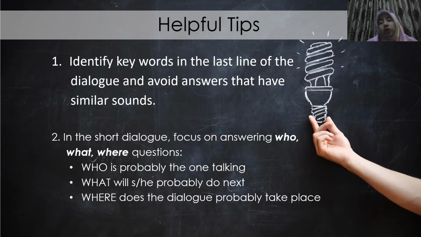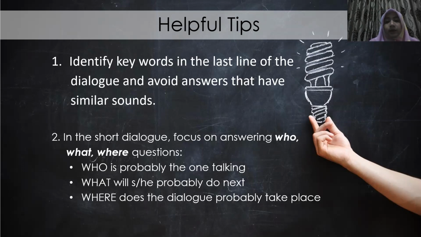So in the short dialogue we must focus on who, what, and where. Who is about who is probably talking. What will he or she probably do next? And where does the dialogue probably take place? So that's the tips from me. I hope these are useful for you.